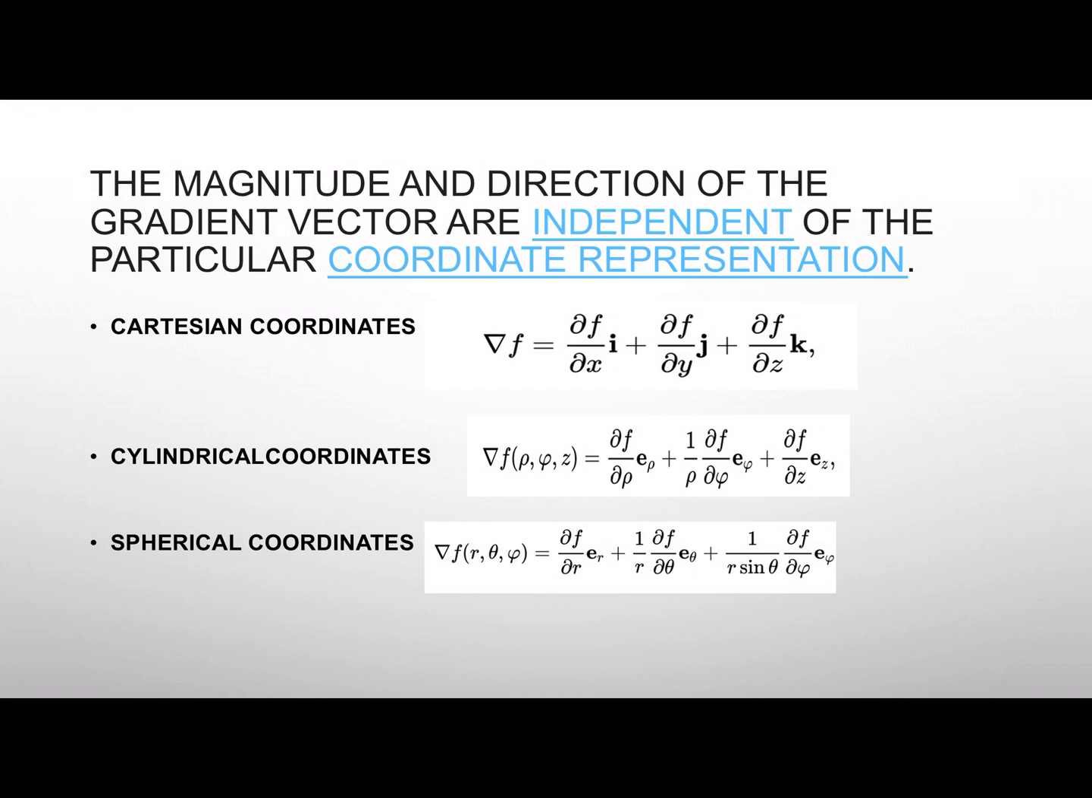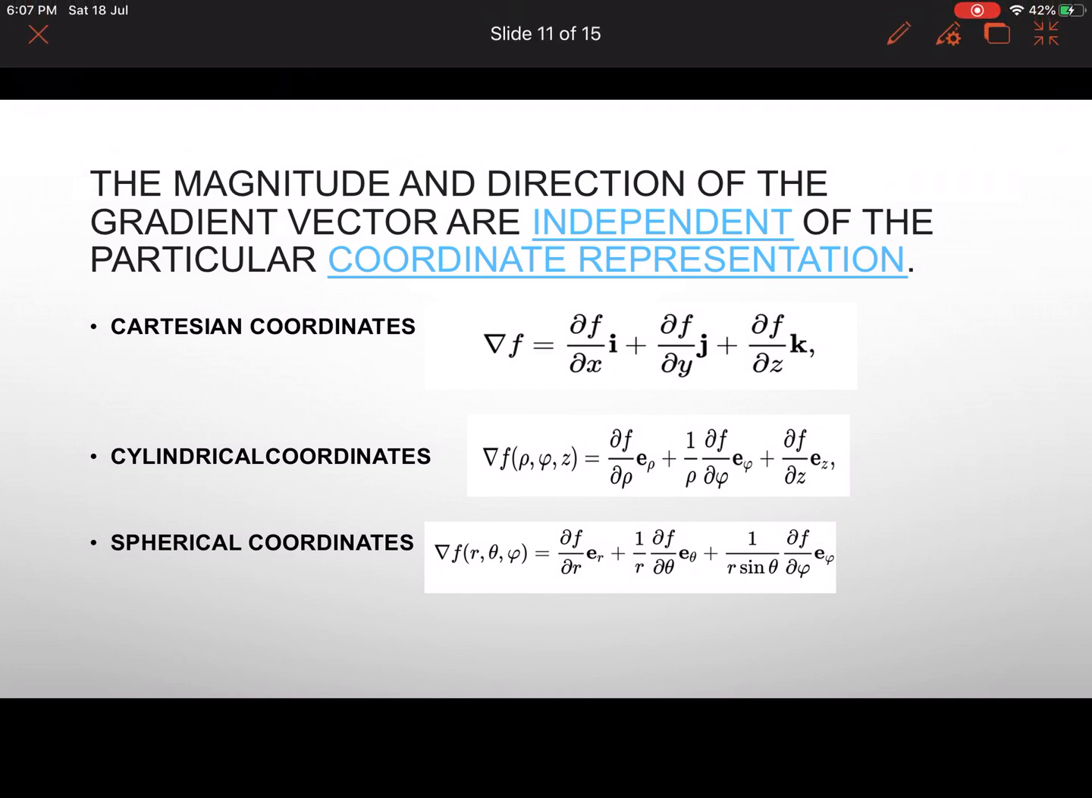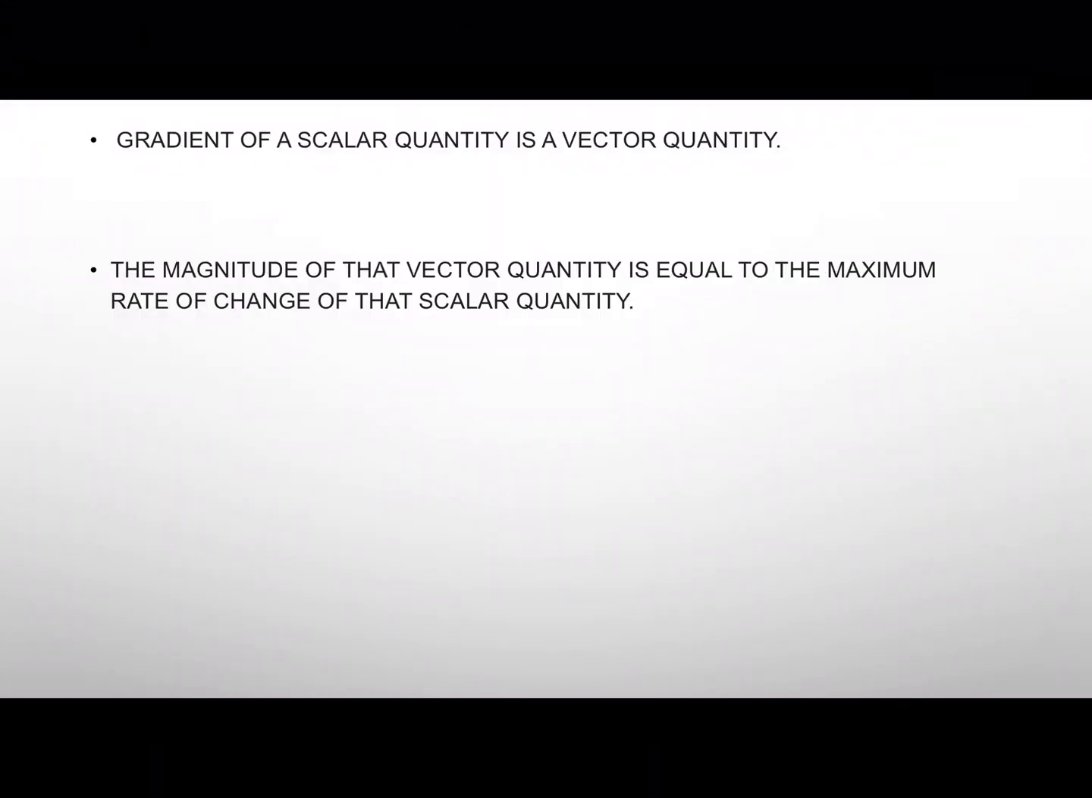Another two things we regularly use are the cylindrical coordinate system and the spherical coordinate system. In whatever coordinate system you are representing your f bar, your f scalar function, it won't change. It is independent. Please see that, independent. Remember that. It is independent of the coordinate representation.